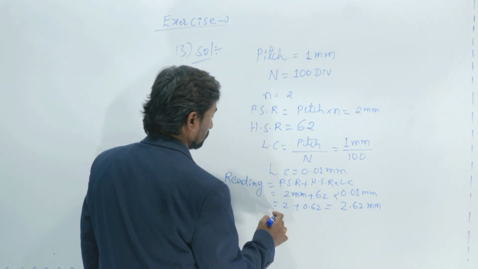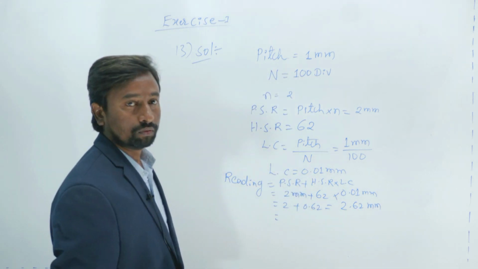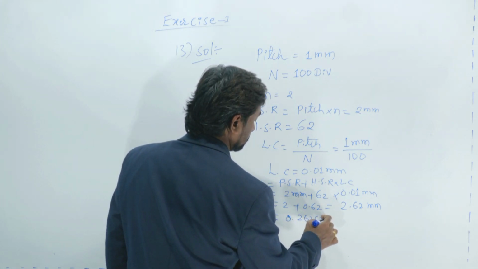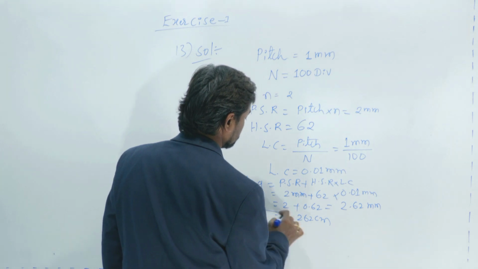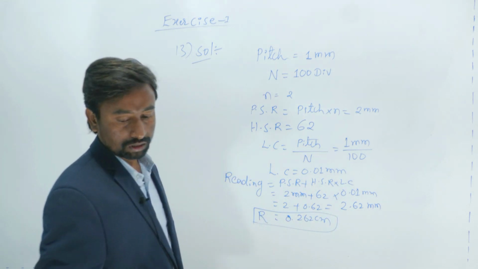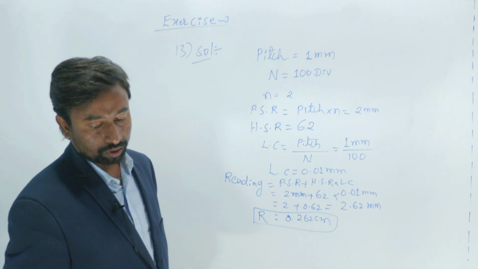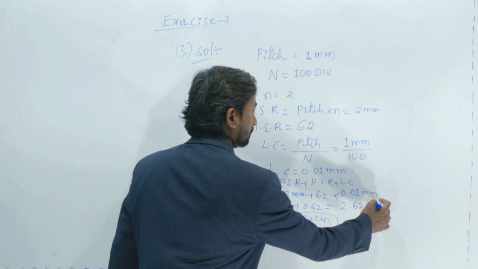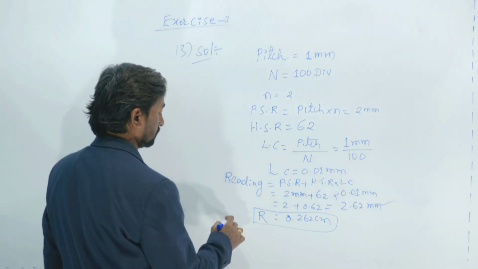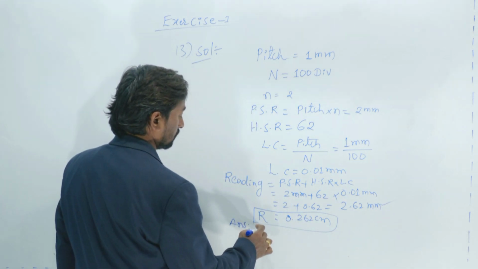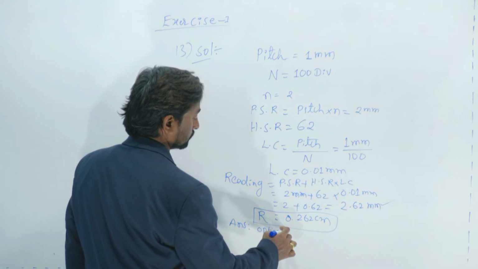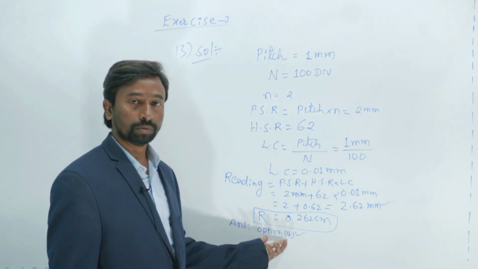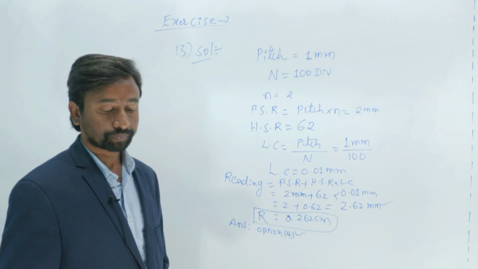2.62 mm. If we convert that into centimeters, we will get 0.262 centimeters. This is the reading. Okay, they have given all the options in millimeters only, so we get the answer as this one. The correct answer is option 4. This is option 4.